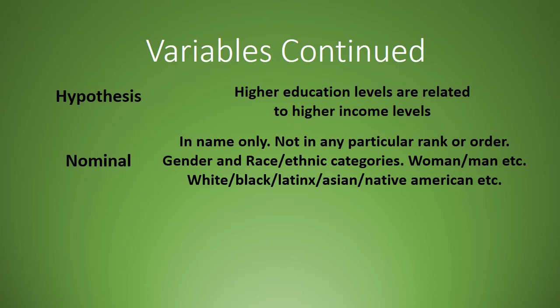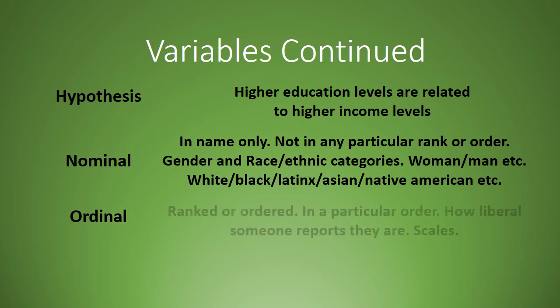Similarly, race ethnic categories are not ranked. They are just names. So white, black, Hispanic, or Latinx, Asian, Native American, etc. is just that. Someone either is or is not in the category, and their placement in a category is not about higher or lower than. Which brings us to ordinal. Ordinal variables are in order.